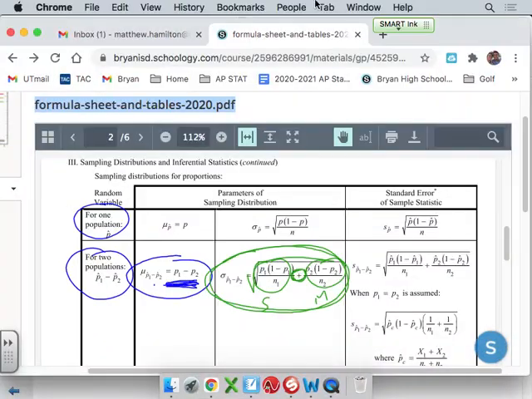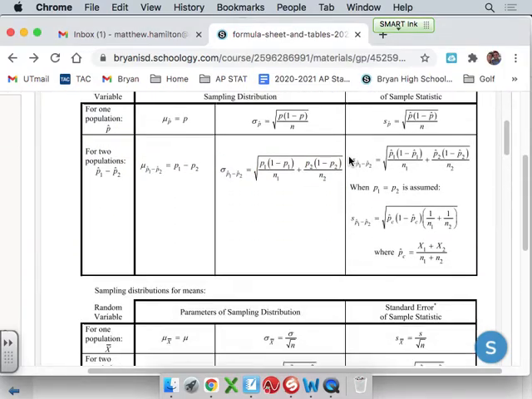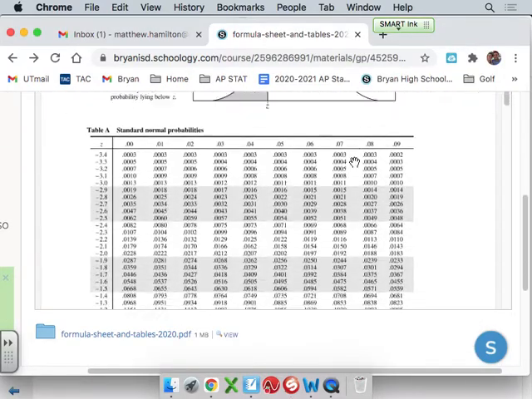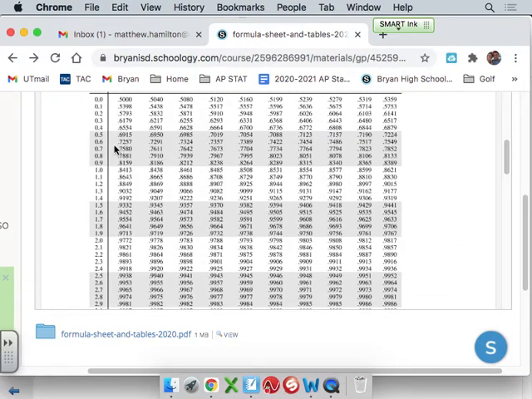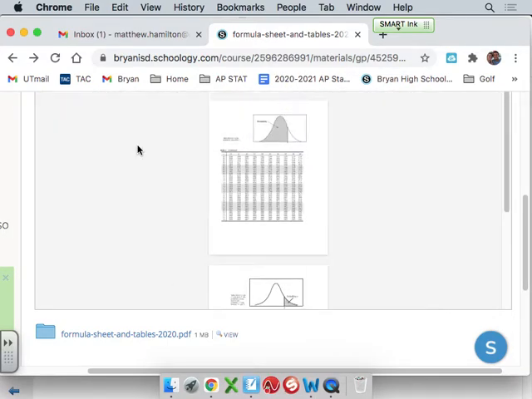So on the formula chart, go to our z-score, and we go to 0.79. 0.7. Whoa. No. How did you zoom in so much?